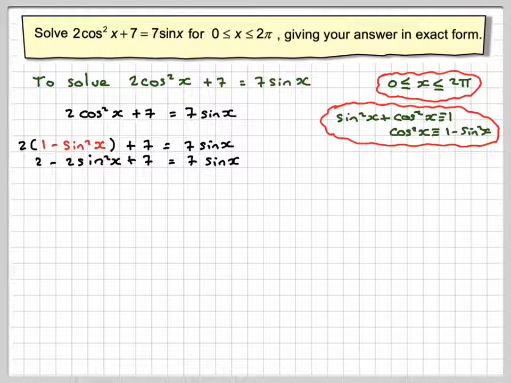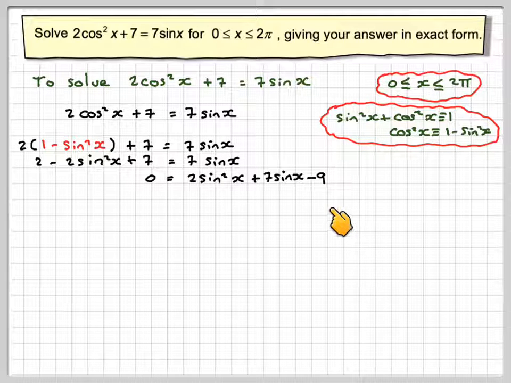This is a quadratic in sine x, so we're going to have 2 sine squared x plus 7 sine x, and then 2 plus 7 is 9, so we're going to take 9, because moving over to this side is minus 9, equal to 0. Just writing that out again.